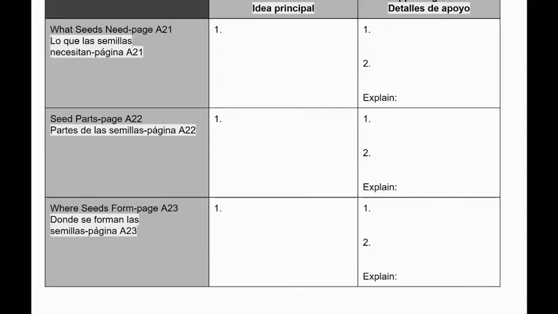On this page, we're going to continue, because we read many pages, and do the same thing for A21, What Seeds Need, A22, Seed Parts, and finally A23, Where Seeds Form. Find 2 supporting details for each main idea and explain how they support that main idea.